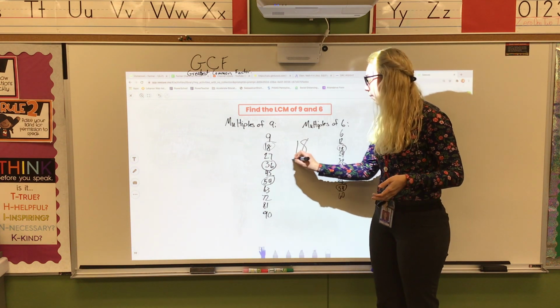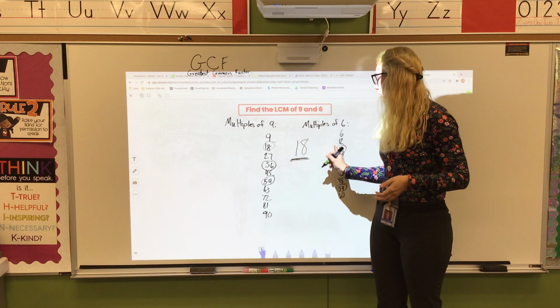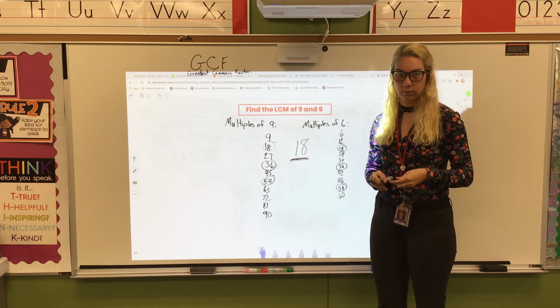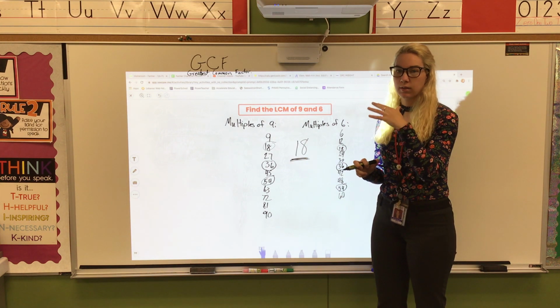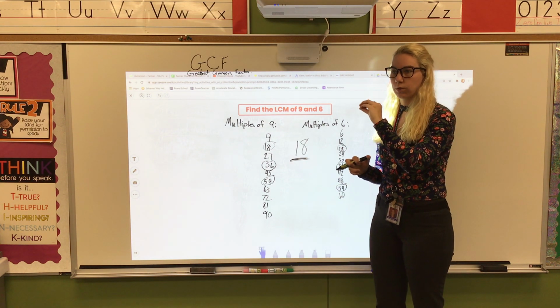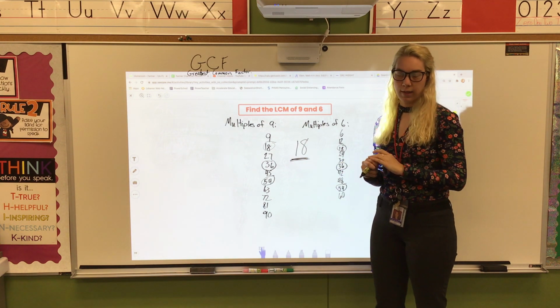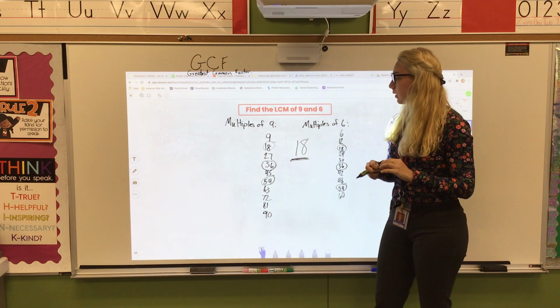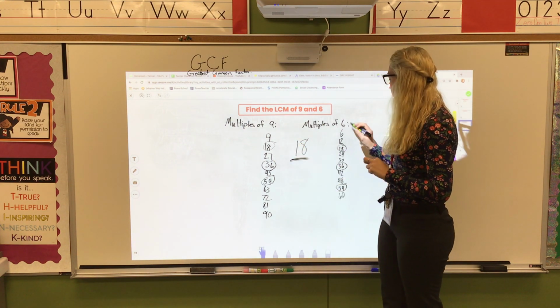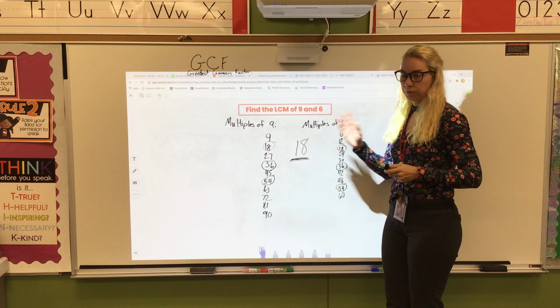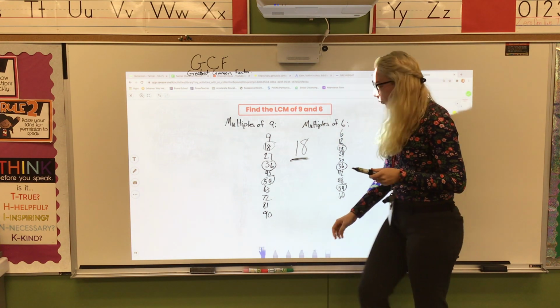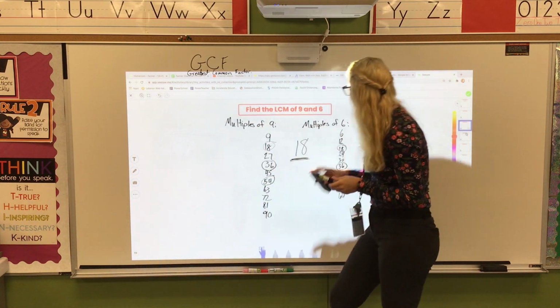The least common multiple is the first one that you get to that's the same. Okay? That's the smallest number that they have in common when multiplied. Okay? 18 comes from 9 times 2, and 18 comes from 6 times 3. So that's the least common multiple for these two. We're going to move on and do one more example.